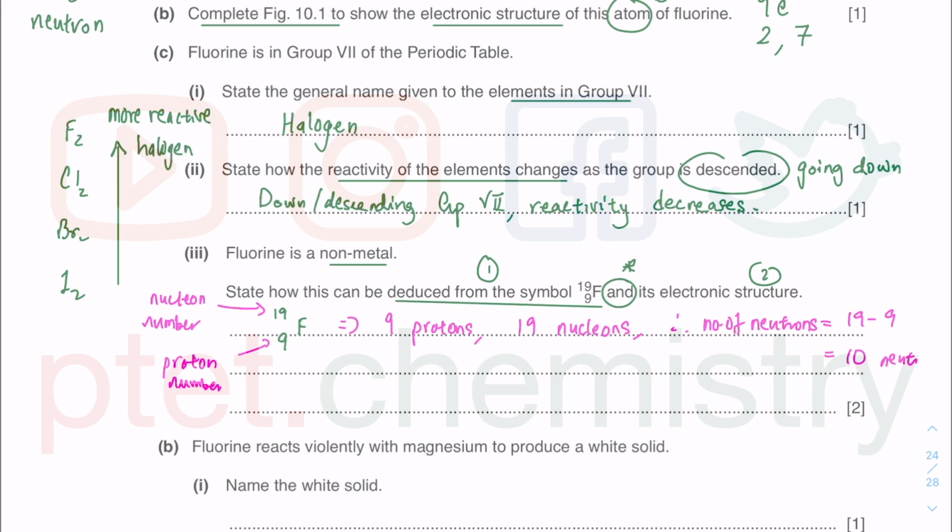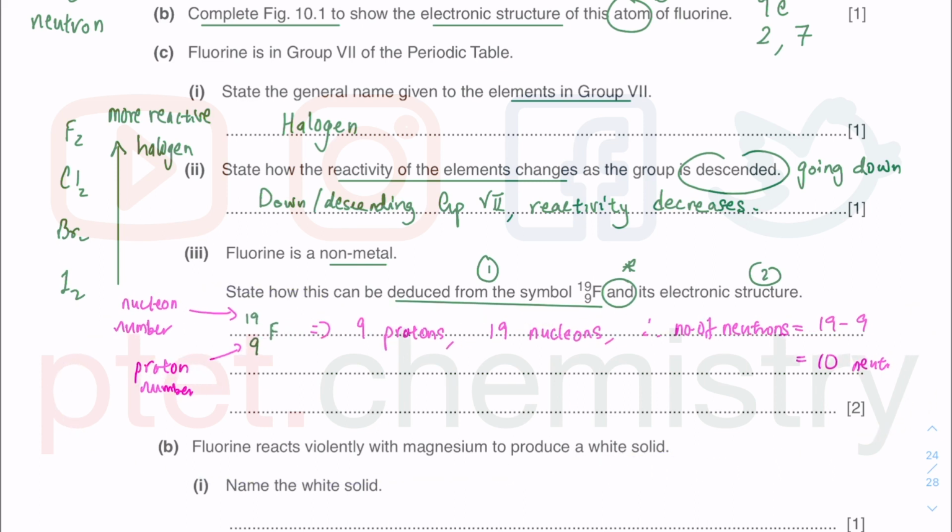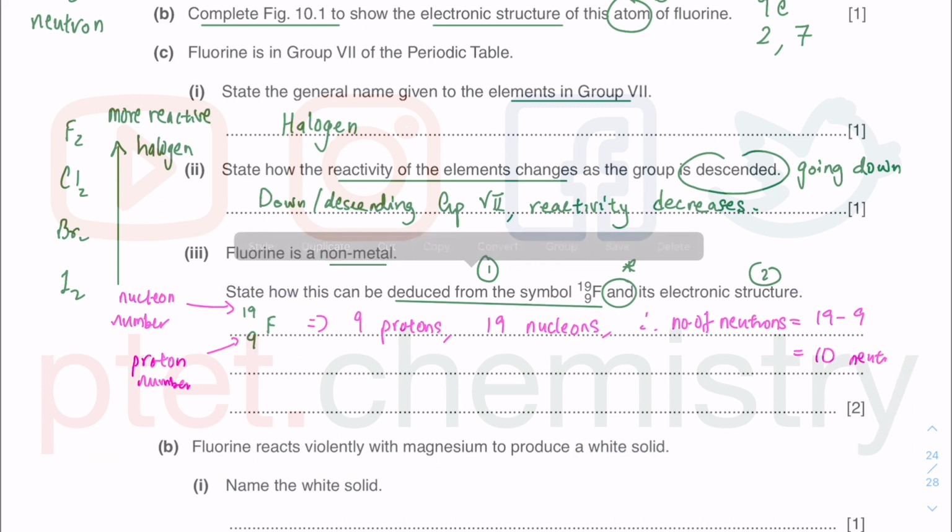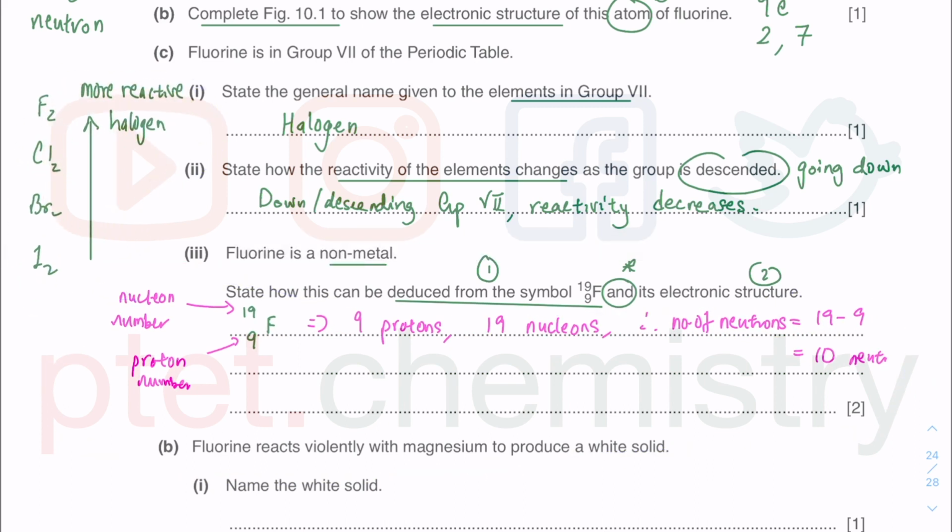I wonder if I can shift that a little bit to the side there so that I can get a bit more space. I think I can. And I'll move this out a little bit, otherwise it looks a bit awkward there. Okay, cool. Alright, so 10 neutrons. Number of neutrons in 19 minus 9 is 10. So that's my number 1 point.